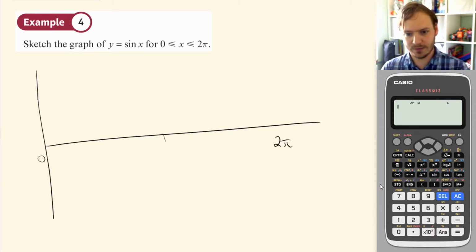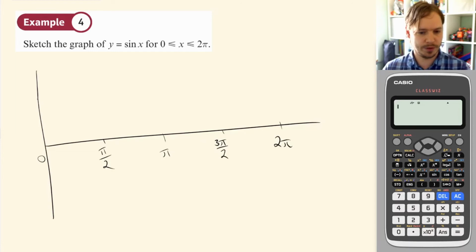And then we need to put in our key points. If 2 pi is the end of that repeat of the sine graph, pi is right in the middle, and we also care about what in degrees would be 90 and 270, but in radians would be pi over 2 and 3 pi over 2, or half pi and 1.5 pi. Okay, so we care about all those points, and we just need to sketch the graph in.